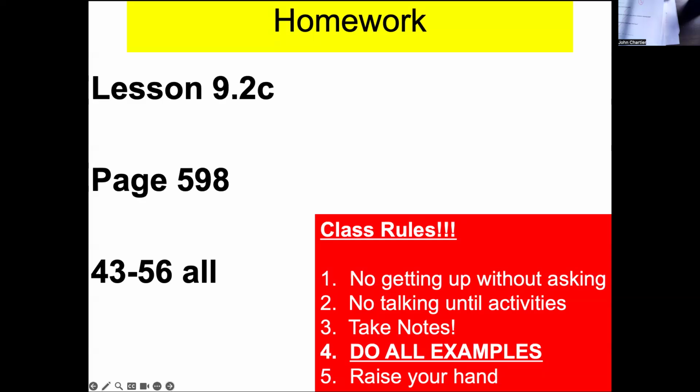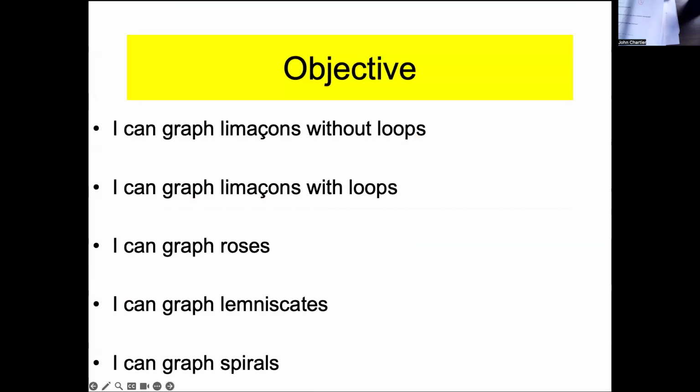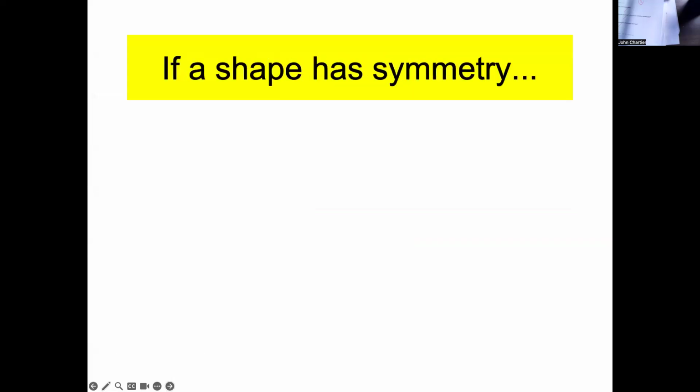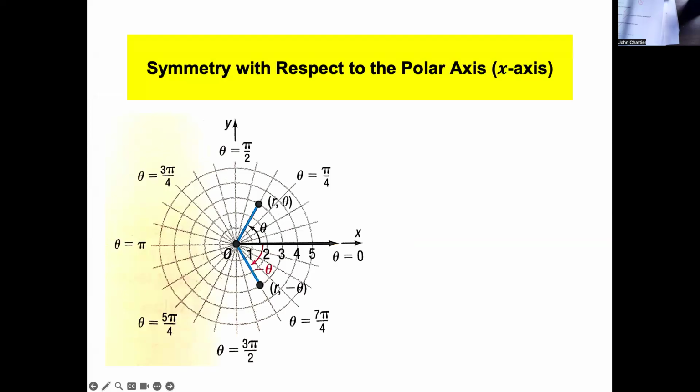All right, everybody good? All right, here we go. So a bunch of weird words we'll talk about when we get to them. Recall from last class, right? If a shape has symmetry, we can use that trick to allow us to graph it with fewer points. There are 3 basic symmetries. The first one is polar axis symmetry. Polar axis, in this particular case, the polar axis goes left and right. Therefore, if we graph the top, we can duplicate it as the bottom. We just flip it over. It's not the x-axis, it's the polar axis, but yes, it looks like the x-axis.